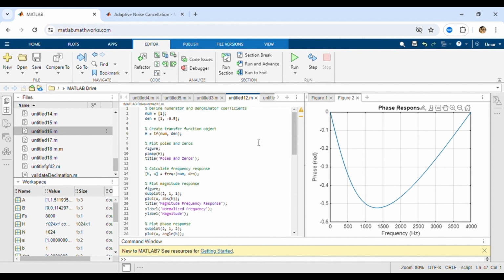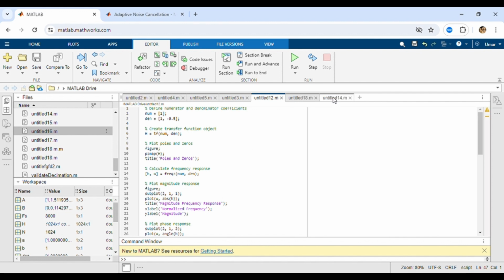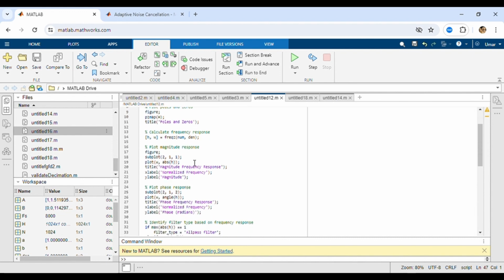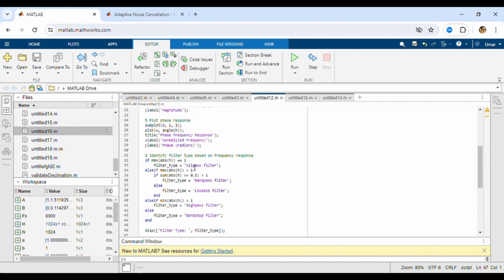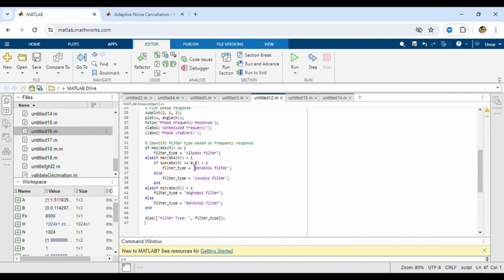In this task we are again defining a filter, for which I have given a transfer function, and then we are plotting the pole and zero diagram here. Then we are calculating the frequency response using freqz, which is the built-in command of MATLAB, and then at the end we are plotting the magnitude and phase response, and then we are identifying the filter type based on the frequency response. If max abs of H is equal to 1, then it is an all pass filter. If it is less than 1, then it is a band pass filter, as it is a low pass filter. Else if min absolute of H is greater than 1, then it is a high pass filter. Else it is a band stop filter.